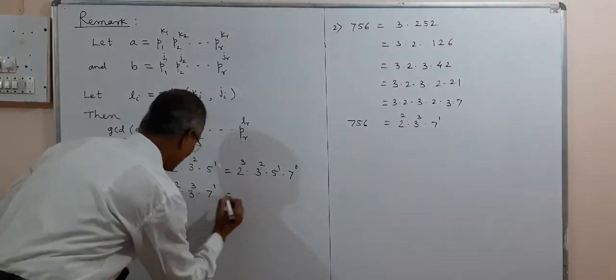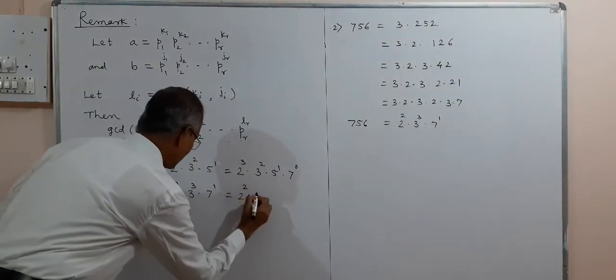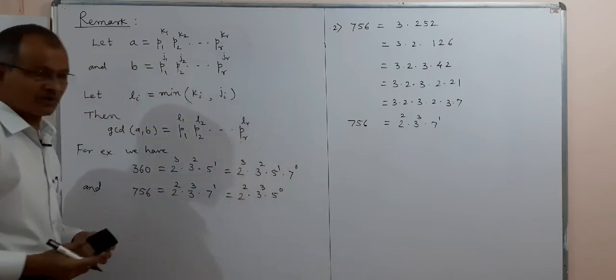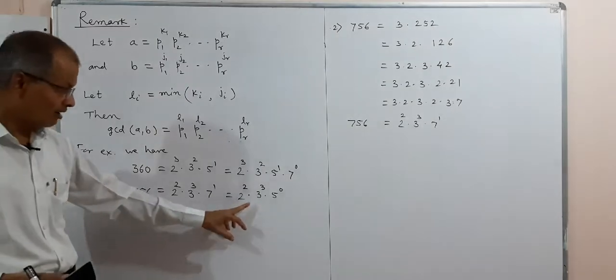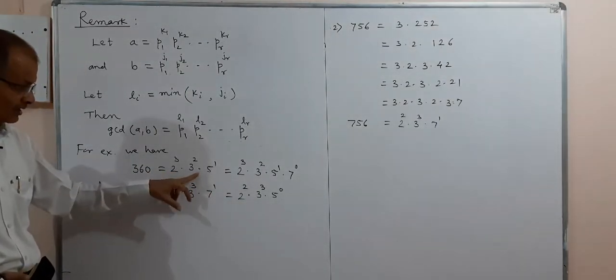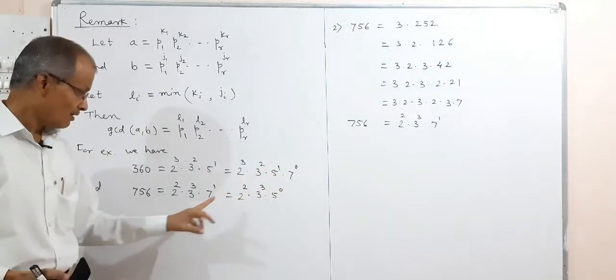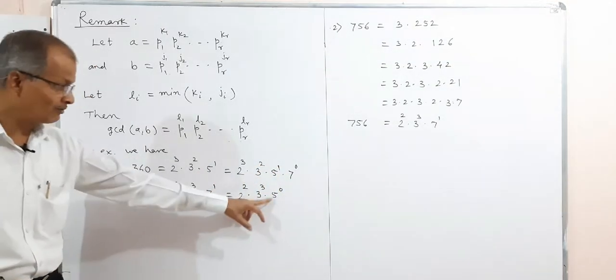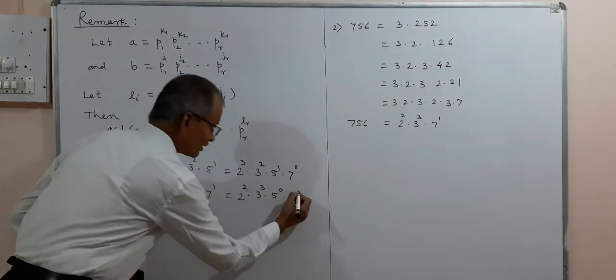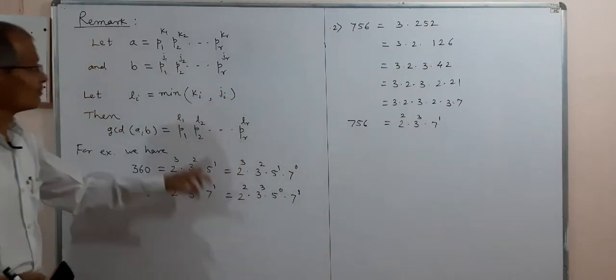And this also we can write 2 square, 3 cube, 5 with 0 power. In canonical form the order is important. 7 was not there, but we have written 7 with 0 exponent. 5 is not there, but we have written 5 with 0 exponent, and 7 as it is. So you note this. Now this is in the same form.